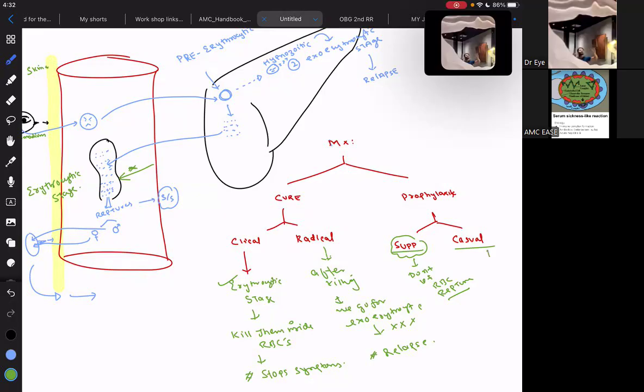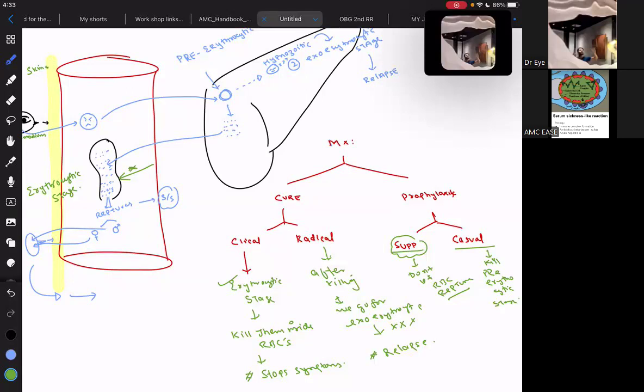In the casual, what will happen is that we will kill the plasmodium at the pre-erythrocytic stage. This is how we approach a case of malaria. This is the brief concept which we'll use while solving the questions.